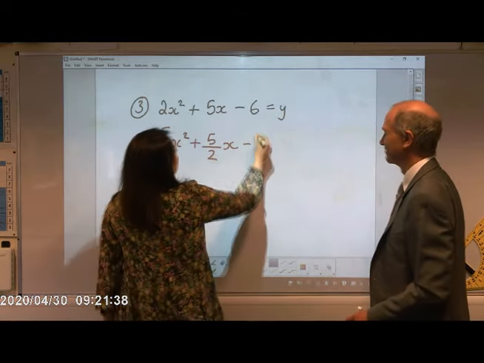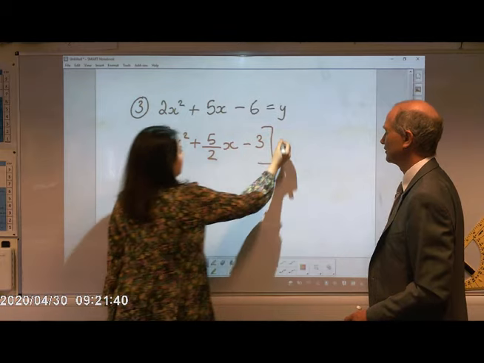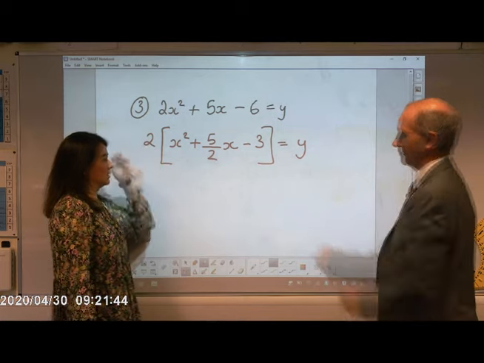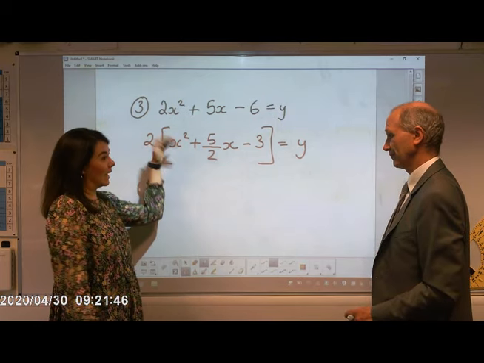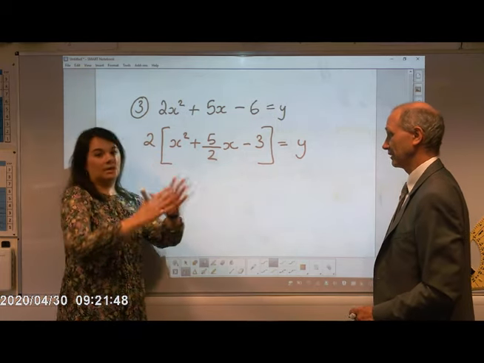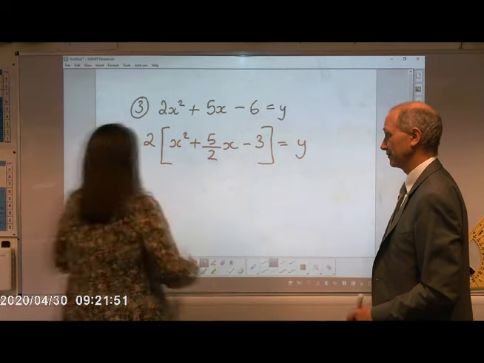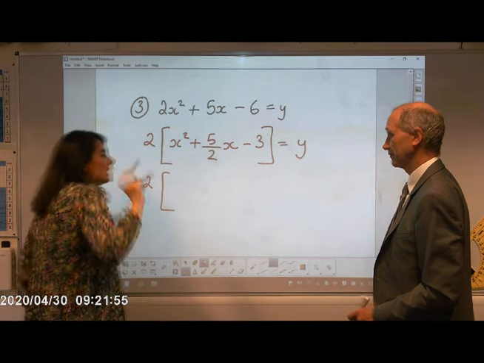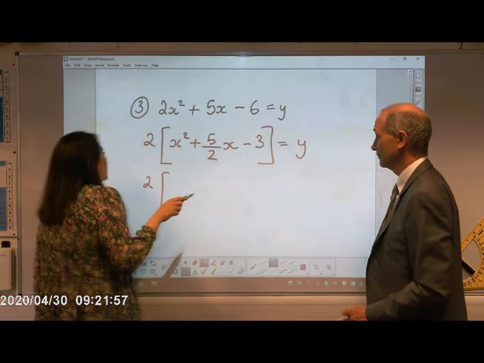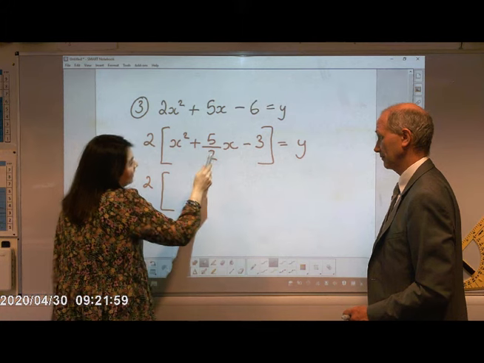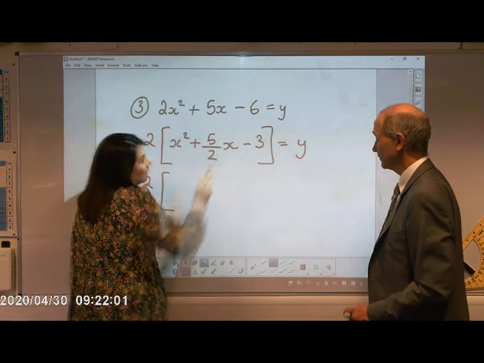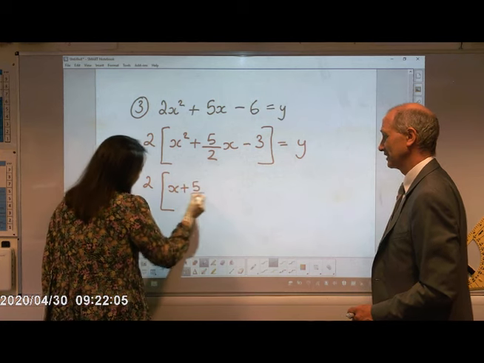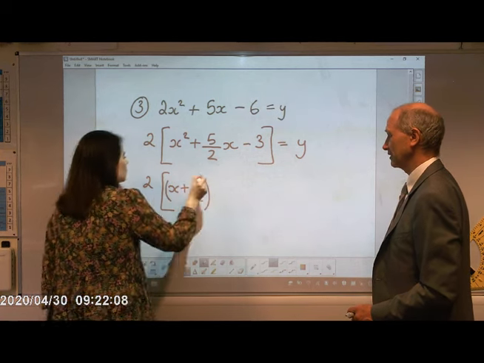So I'm going to -3 because obviously I've divided it by 2. And I'm using these square brackets because in a moment I'm going to put a curvy bracket inside. So it makes it nice and clear that you've separated those out. So I'm looking inside my square bracket. Now, the reason why I've left it as 5 over 2, is because when I divide that by 2, that just becomes 4. So I've got x plus 5 over 4, all squared.